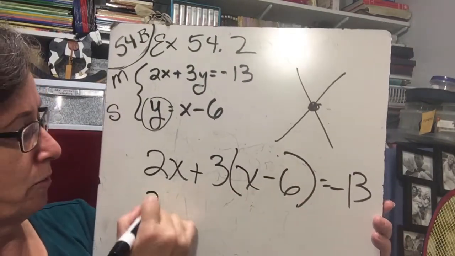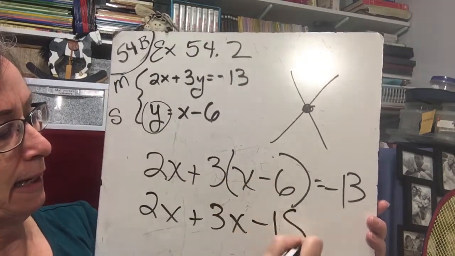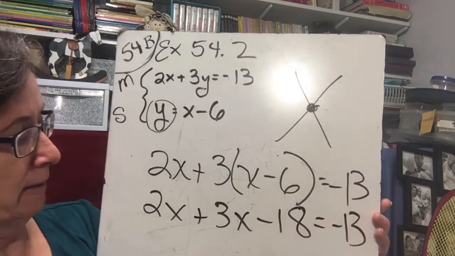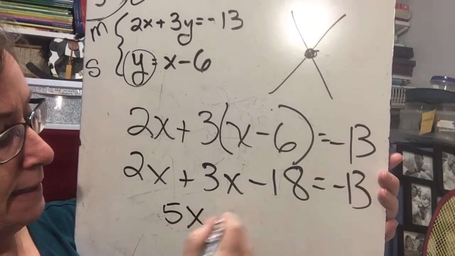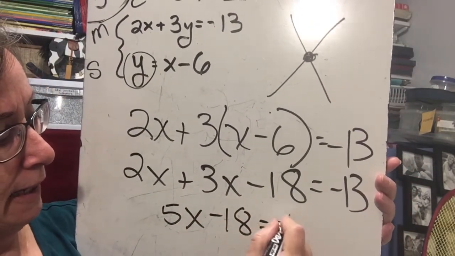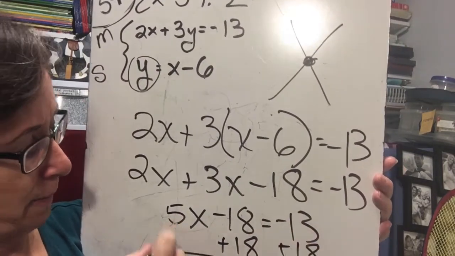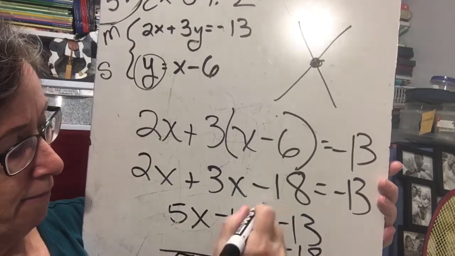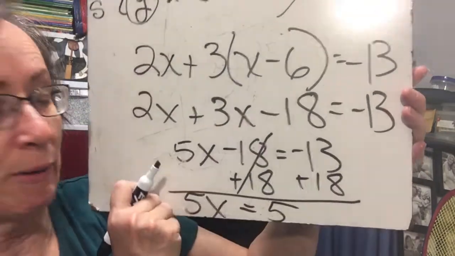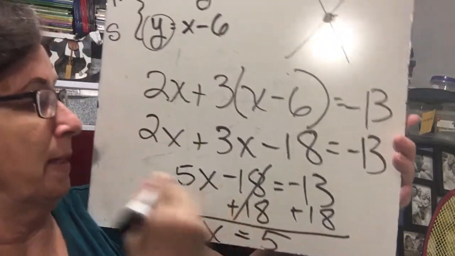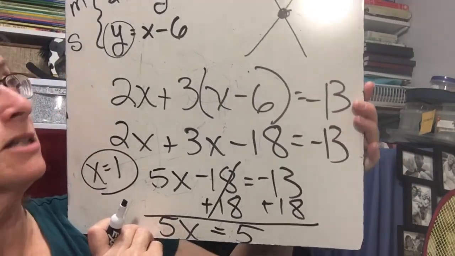I'm going to distribute 2x plus 3x minus 18 equals negative 13. 2x plus 3x is 5x minus 18 is equal to negative 13. Add 18 to get the 5x by itself. 5x equals 5. Divide by 5 on both sides, and what do I have? 5x equals 5, that means x equals 1. Okay, so now I'm going to put that answer up here.